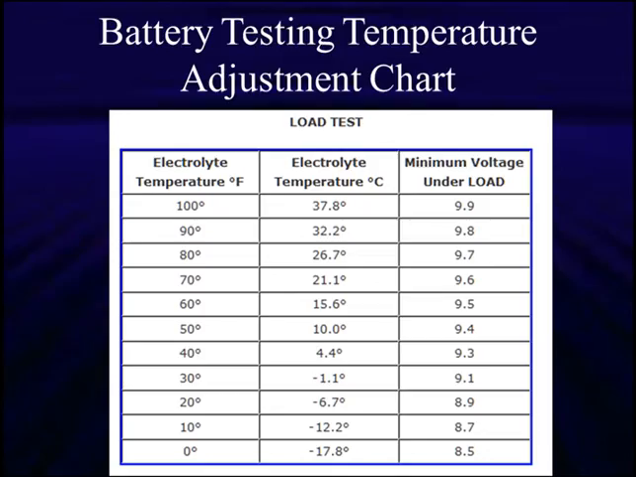If we look at the temperature of the electrolyte at 70 degrees, if we apply 1/2 the cold cranking amp load for 15 seconds, we accept 9.6 as a reasonable number. But if we drop only 10 degrees, we have to drop that voltage 1/10 of a volt. If we increase up to 80, it's 9.7. If we're at 100 degrees, which is fairly normal, if you look at the number of times you've tested a battery that's 100, it should be 9.9.